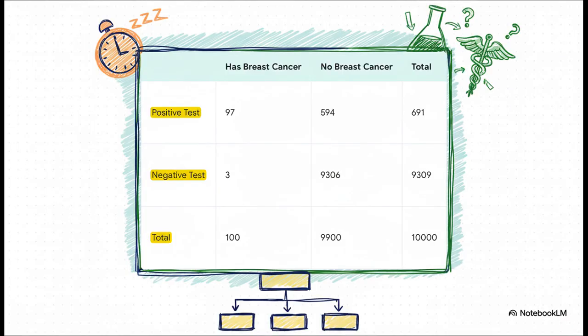This table makes everything so much clearer. Let's imagine we have a group of 10,000 women. Out of those 10,000, we'd expect 100 of them to have cancer and 9,900 not to. Now look at that positive test row. Of the 100 women with cancer, 97 will get a correct positive test. But here's the kicker. Of the 9,900 healthy women, 594 will still get a positive test, a false positive. That means a total of 691 women get a positive result.